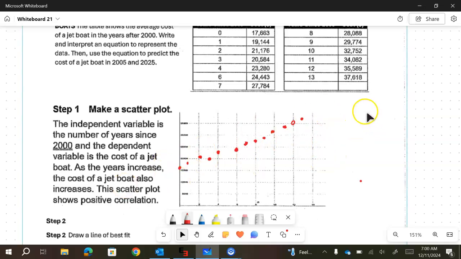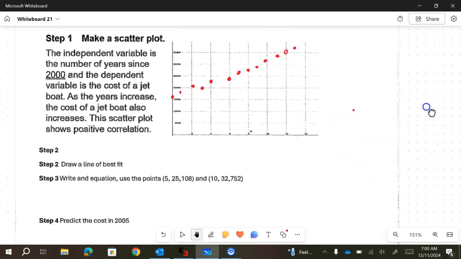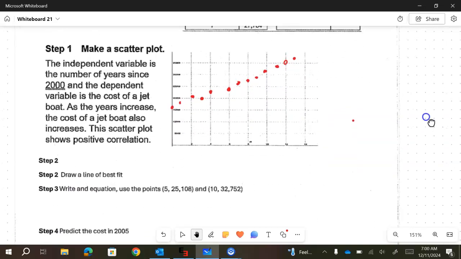They don't line up perfectly, but it looks like it's a positive trend. So as the years increase, the cost of a jet boat tends to go up. All right, so now we want to draw a line of best fit. What that means is draw a straight line through the data.